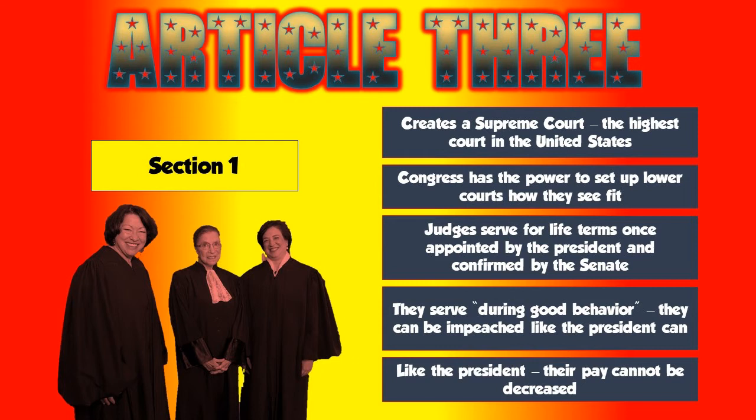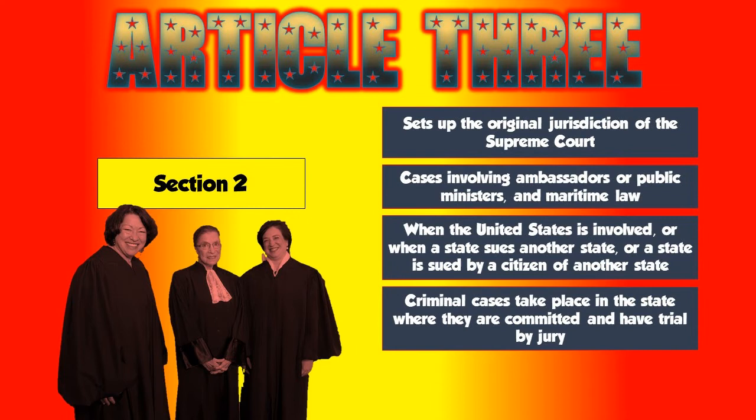So this is all of Section 1. It says, all right, there's a Supreme Court. Congress fixes all the rest of it. Judges are going to be picked by the president and approved by the Senate. And once they're picked, they stay there for life. And that's it. That's all that Section 1 of Article 3 tells us. So there's not a lot to say here about the court system. All right, Section 2. This tells us what kinds of cases will go straight to the Supreme Court.